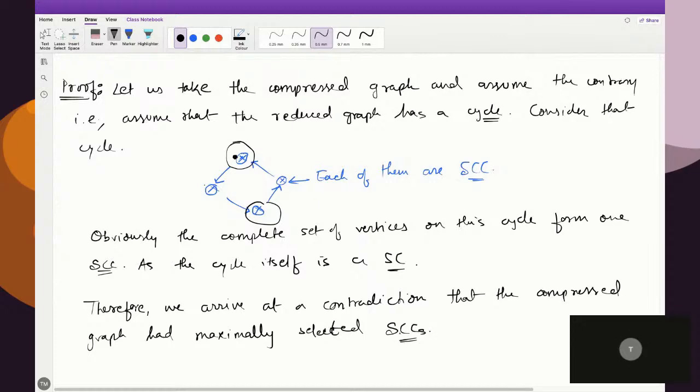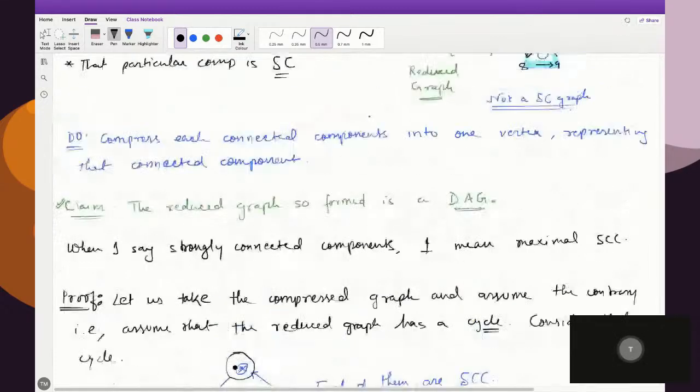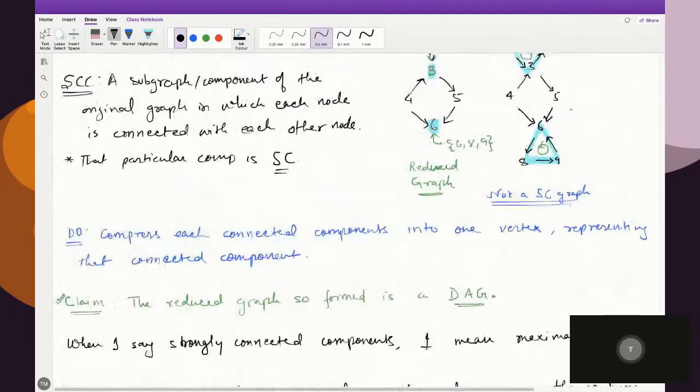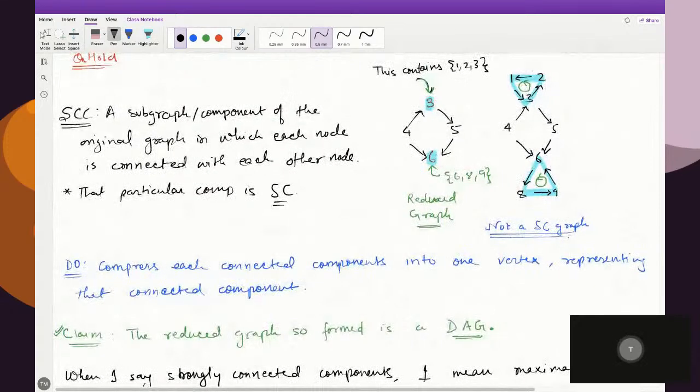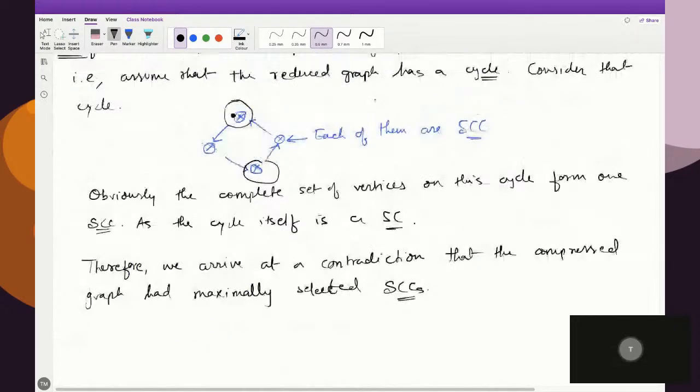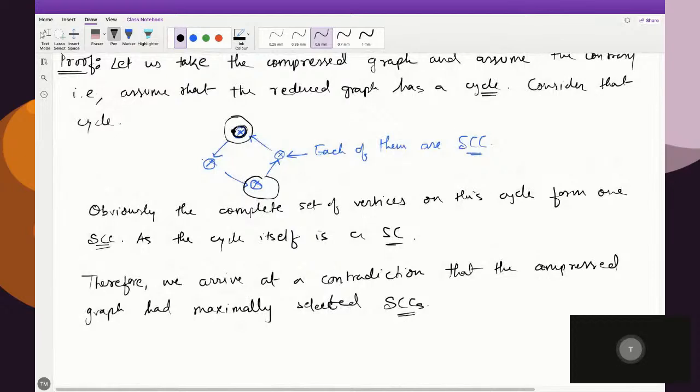So what I mean is, when I said that the reduced graph, I mentioned that these strongly connected components have to be maximally selected. That means you cannot just pick individual nodes. You need to pick as many nodes as possible. So in this case, why would you pick this one as a strongly connected component when you can pick all of them together as a strongly connected component? So that is a contradiction.